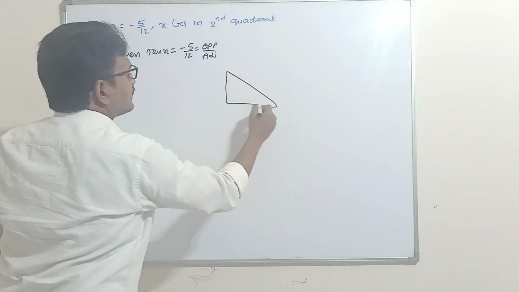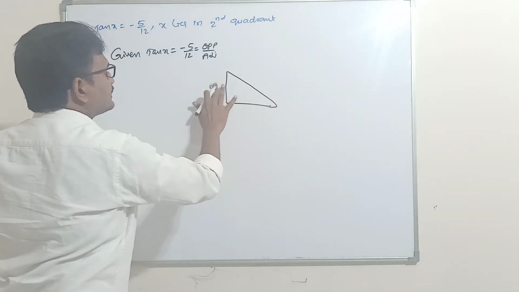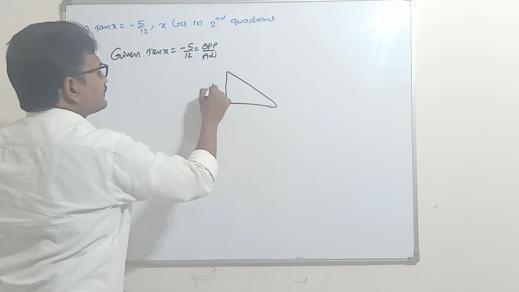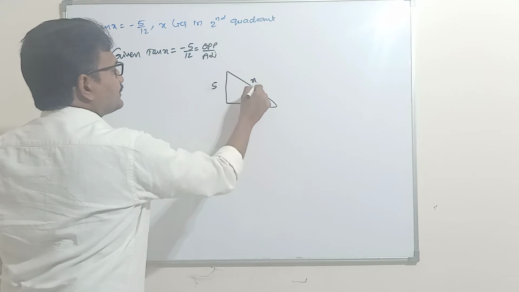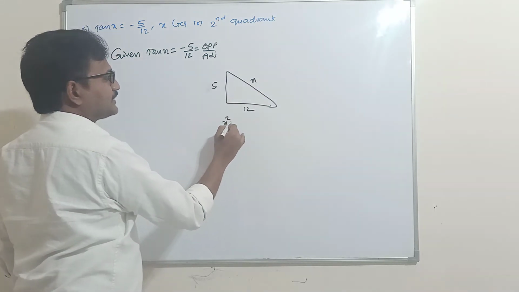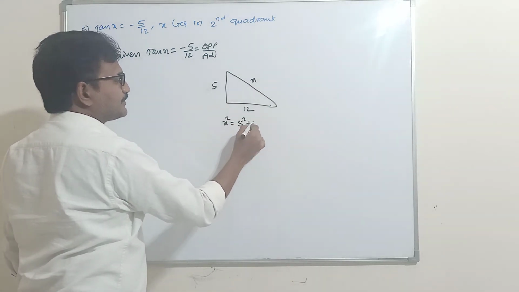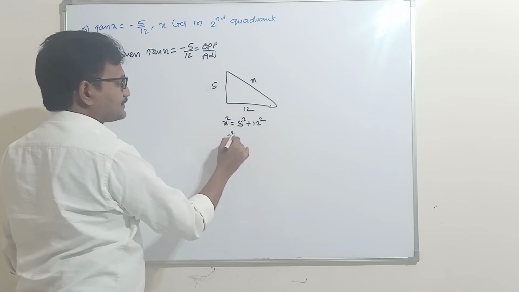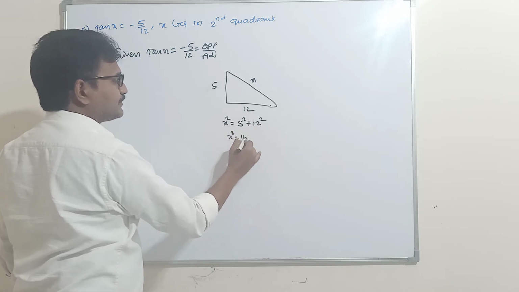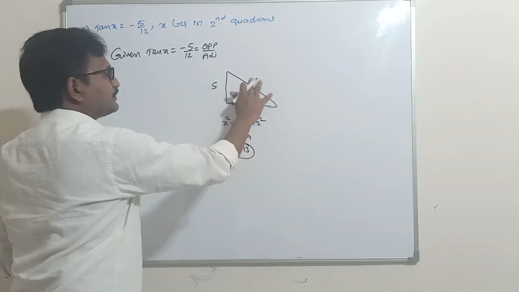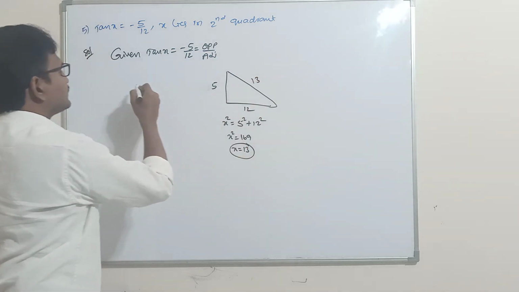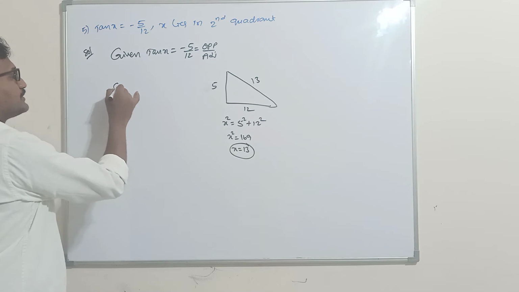Tan x means the opposite side is considered as 5 and the adjacent side is 12. Let the hypotenuse be x. According to Pythagoras theorem, x square is equal to 5 square plus 12 square. So x square is equal to 25 plus 144, which is 169. So x is equal to 13. So the hypotenuse is 13.